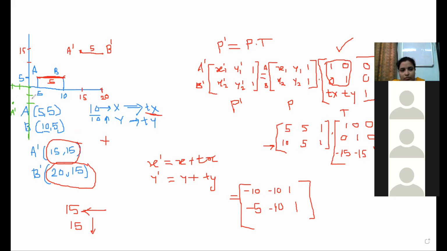So minus 5 is this x value and minus 10 is this y value. So this is your new line A dash, B dash. B dash coordinate at minus 5 and minus 10. So shifting of this line to a new location. Okay. Getting it? So I am shifting this line in the negative direction.